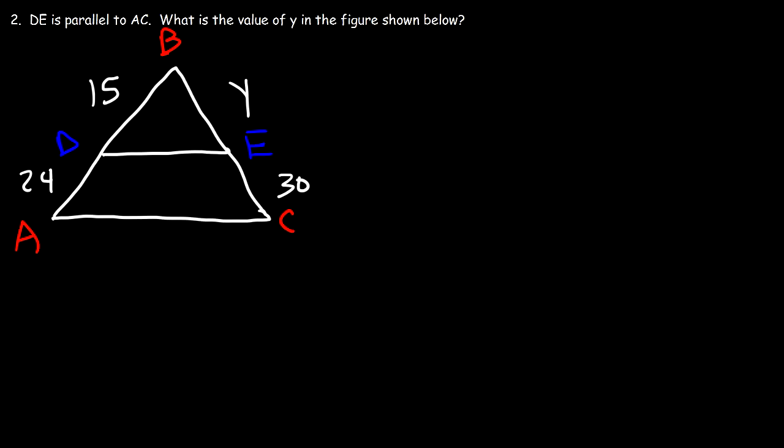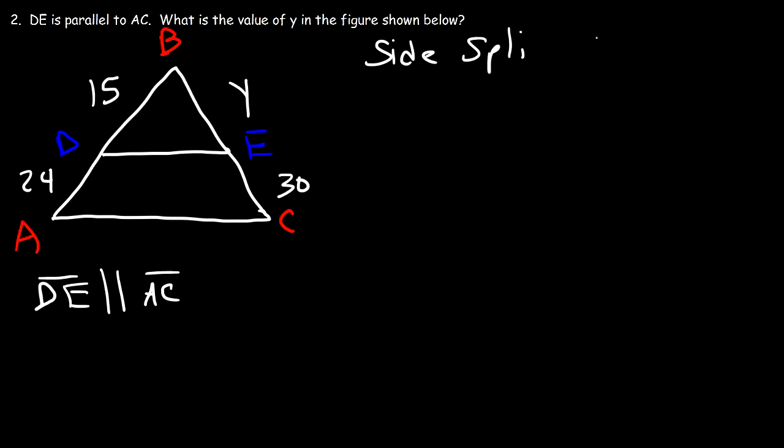Number 2, DE is parallel to AC. If DE is parallel to AC, what is the value of y in the figure shown below? Now we could use something called the side splitter theorem. So what exactly is the side splitter theorem? What do you think it is?